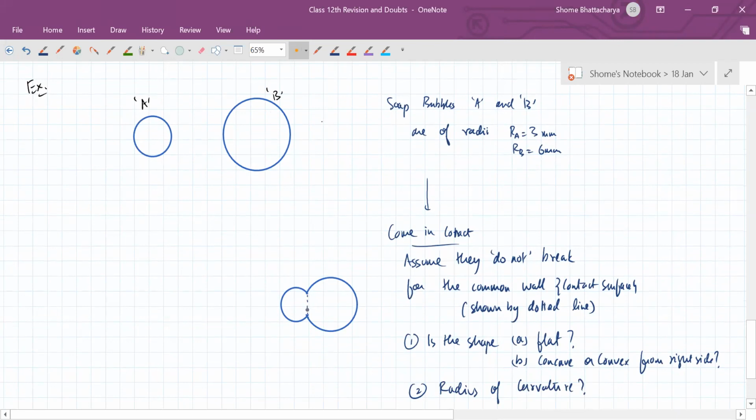So this common wall, which I have just left as a gap over here, shown by a dotted line, we have to show what will actually be the shape of that common wall or contact surface. By the shape, I mean whether it will be a flat surface, like a plane surface with infinite radius of curvature, or convex when seen from the right or concave when seen from the right, and what will be the radius of curvature in millimeters. Okay, so hope the question is clear. We'll finish this, then we'll discuss a couple of questions in viscosity and drag force, then I'll be coming to your doubts.